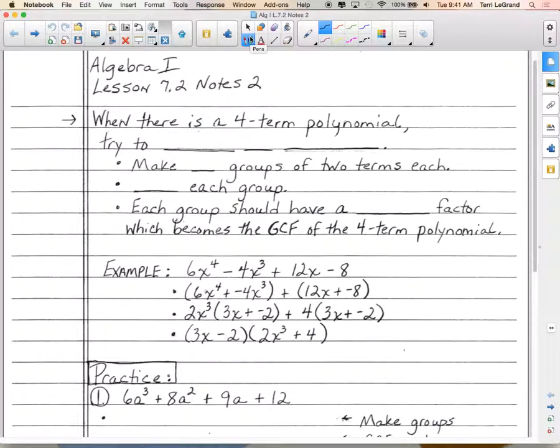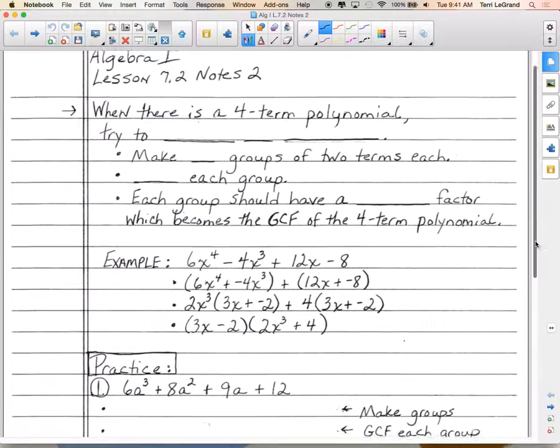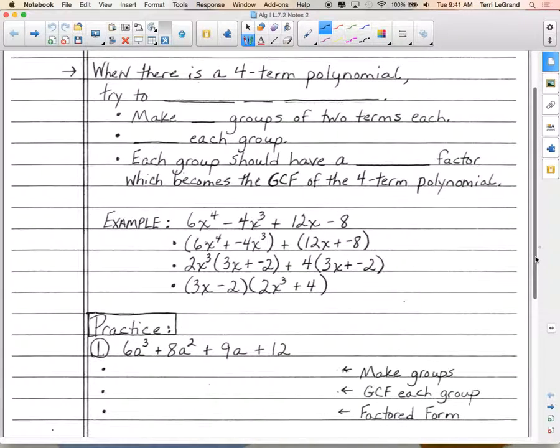So as we continue on in lesson 7.2, what do we do when we have four-term polynomials? What can we try to see if they are still factorable even though all four terms don't have a GCF? Maybe there's another way we can go about it and still be working with the GCF. So when there is a four-term polynomial, not every one can we do it, but we are going to try to factor by grouping. We're going to attempt to see if it can be factored by grouping.